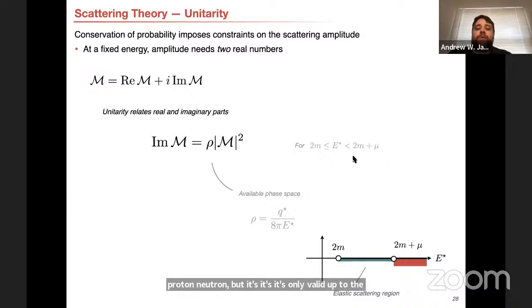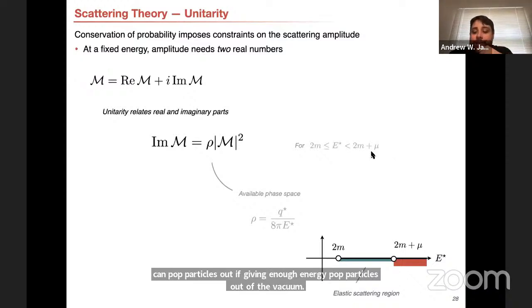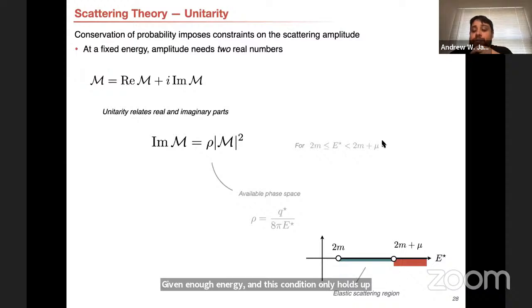So if we imagine we create a pion in neutron-proton collisions, so you have a neutron and proton and enough energy to create a pion. In particle physics, which combines special relativity and quantum mechanics, you can pop particles out of the vacuum given enough energy. And this condition only holds up until where you start producing more particles. So I call this mass scale mu, which you can think of as the mass of the muon. Not mass mu, mass of the pion. And this condition holds only in this blue region here.